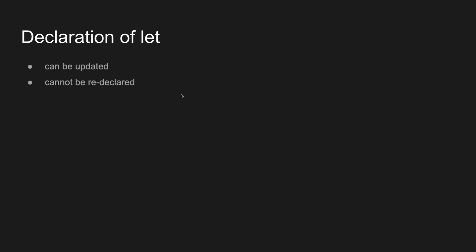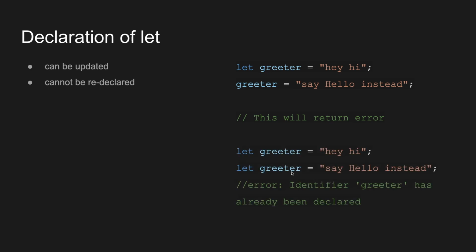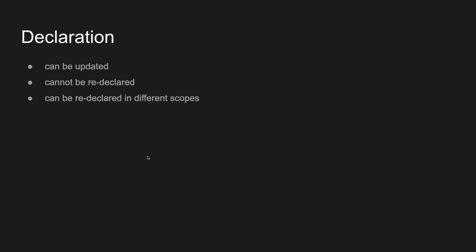Just like var, a variable declared with let can be updated within its scope. Unlike var, a let variable cannot be redeclared within its scope. So while this will work, the following code will return an error because we can't redeclare the variable greeter. But the same variable can be declared in different scopes.